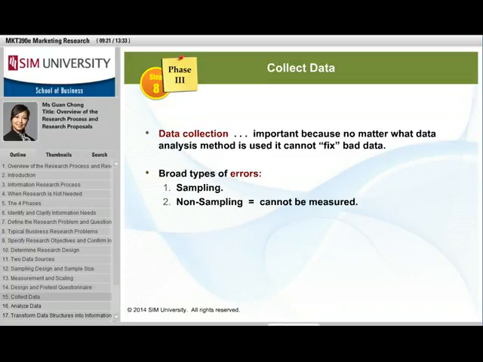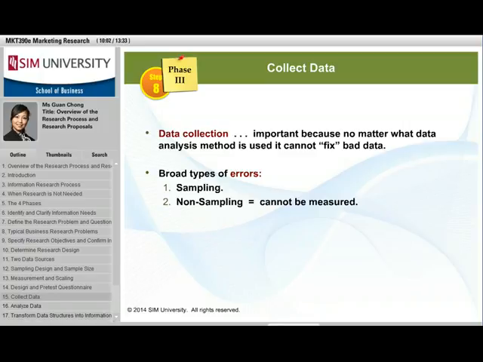Phase 3. Execute the research design. Step 8. Collect and prepare data. Data collection is important because no matter what data analysis method is used, it cannot fix bad data. Data collection methods include interviews, questionnaires, and observations. Interviewers ask questions about variables and market phenomena. Questioning methods collect a wide array of data, trying to answer why people are behaving as they are, not just how.